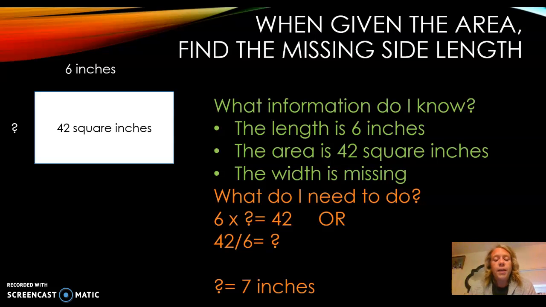So I could start by taking my length times width, which would be 6 times what equals 42. So I think of my 6 facts. I know 6 times 7 equals 42. So 7 inches would be my missing width. I could also start with my area, which is 42 square inches, and divide by 6 to get 7. So those are two different ways to find the missing side length. Both give you the answer of 7 inches.